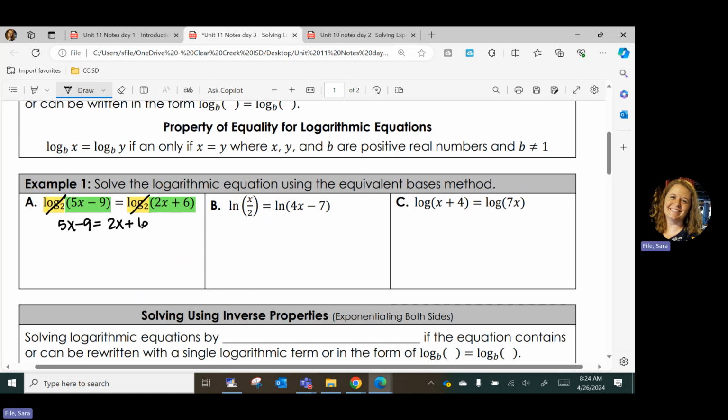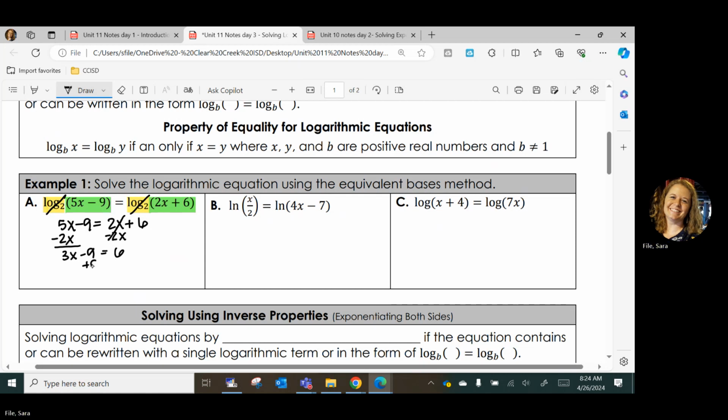Now it becomes a basic algebra problem, or pre-algebra problem, really. Solve for x. We want to get the variables, the x's, to the same side. Subtract 2x, because we use opposite operation. That leaves me with 3x. I've still got the minus 9 equals 6.